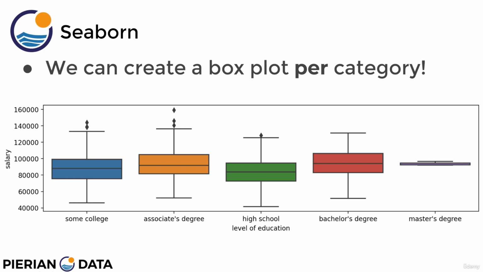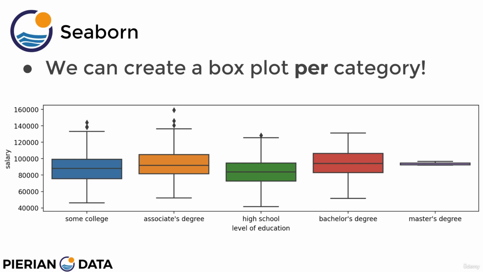Something that's really important to keep in mind here is that what is not being displayed is the count per category. So while you can see that master's degree looks to have very low variance and everyone more or less has the same salary there, what is not actually being shown is that there are a lot less people with a master's degree versus the other levels of education.